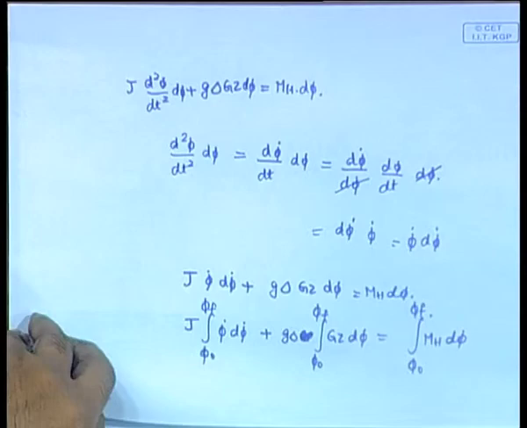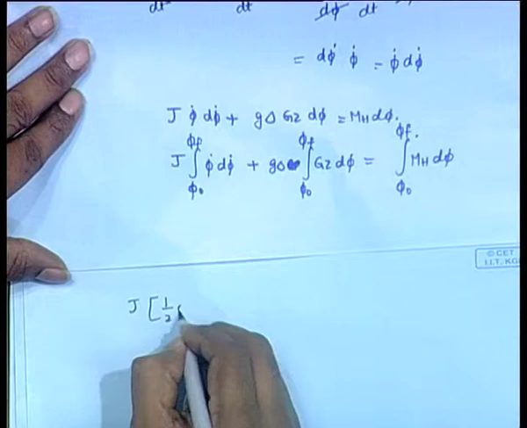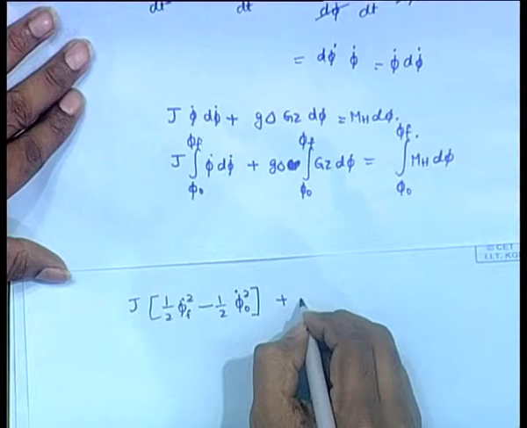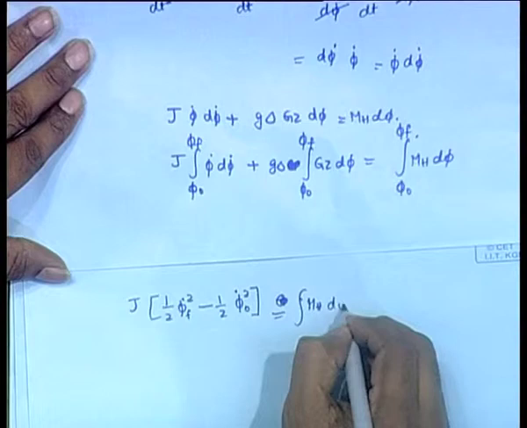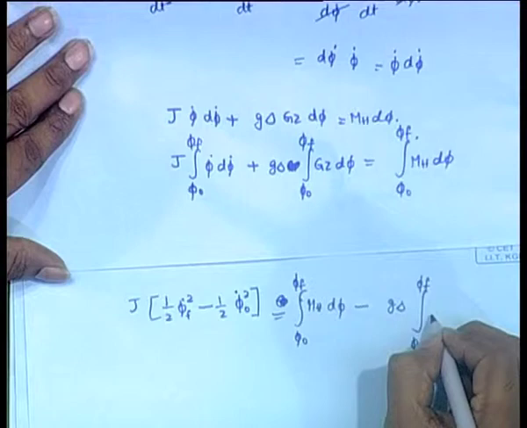Now I'll just take this. What does this become? J into half φ dot squared final minus half φ dot squared at 0, that is equal to the integral of m h dφ from φ 0 to φ f minus G δ, the integral from φ 0 to φ f of G z dφ.